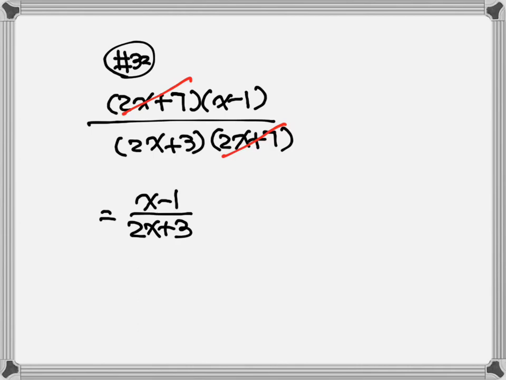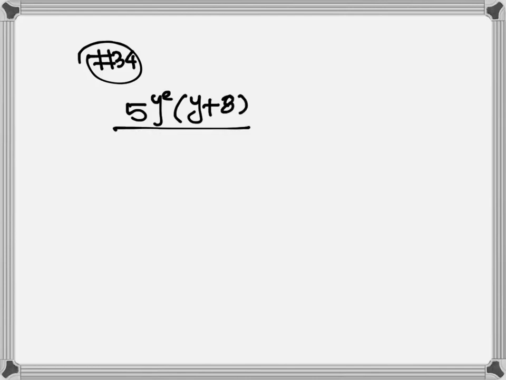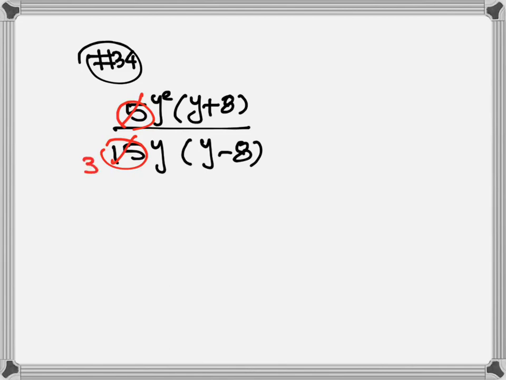Okay. Now let's look at number 34. Number 34, we have 5y squared times the parenthesis of y plus 8, over 15y times y minus 8. Now, the numbers inside the parentheses are not the same, so we cannot cancel them out. But let's look at the numbers in front of the parentheses. On top we have 5, on the bottom we have 15, so we can reduce this, so 15 becomes a 3.